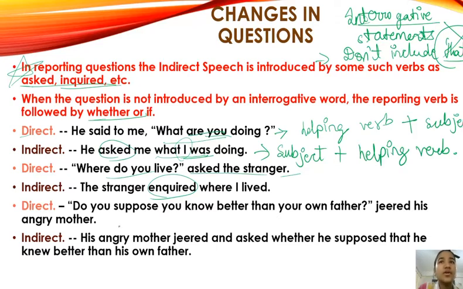Next. "Do you suppose you know better than your father?" jeered his angry mother. Indirect: His angry mother jeered and asked whether he supposed that he knew better than his own father. So we have included whether. Why? Because we can ask whether or if. We use whether or if with the reporting verb when the question is not introduced by an interrogative word; the reporting word is followed by whether or if.